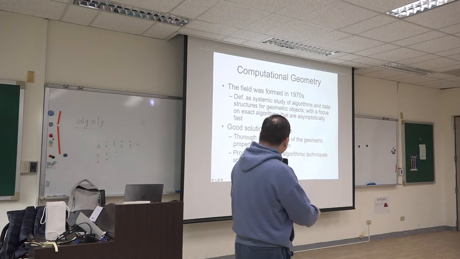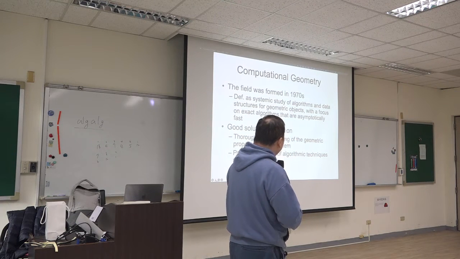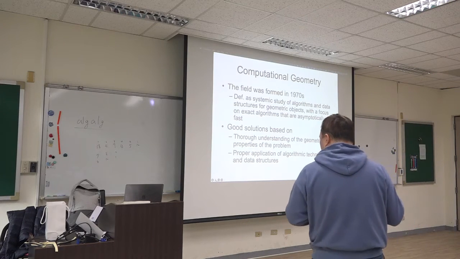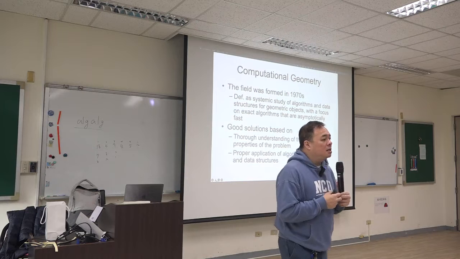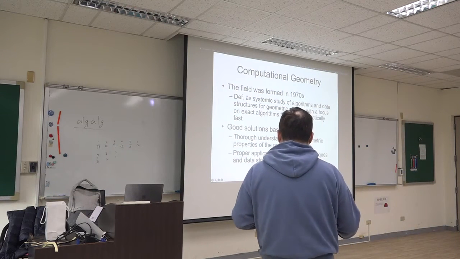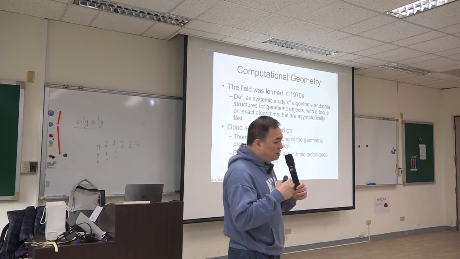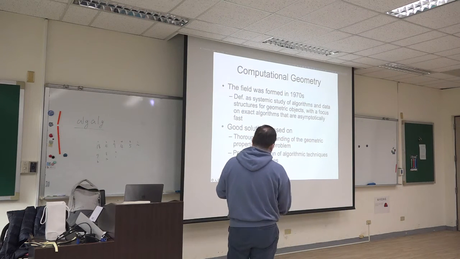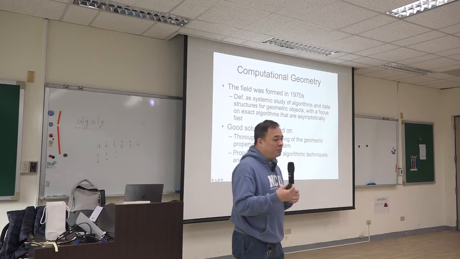The good solutions normally are based upon a good understanding of the geometric properties of the problem. So you normally need to keep looking at the problem and try to discover these geometric properties from the problem and make use of those properties when you design the algorithm. And also, obviously, proper application of algorithm techniques and data structures also helps. If you know more algorithm design principles, if you know more about different types of data structures, they will also help you to design a better solution for the computational geometry problem.